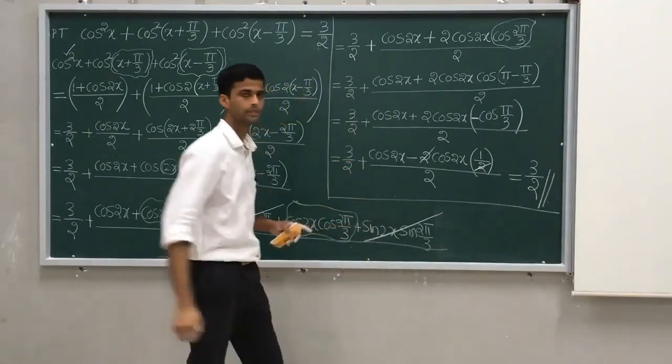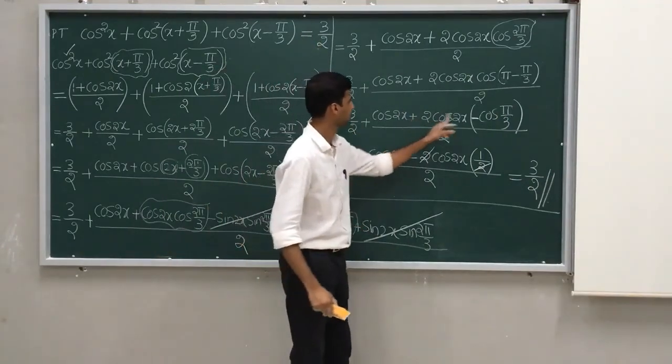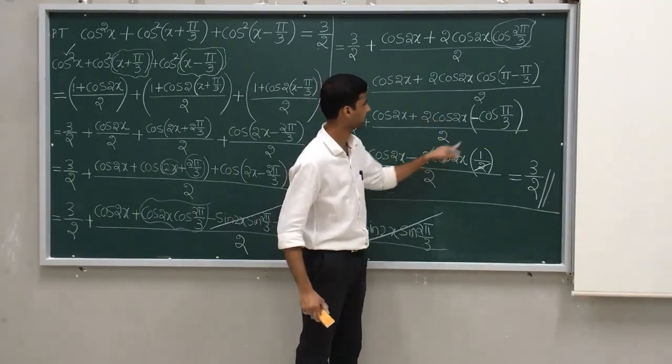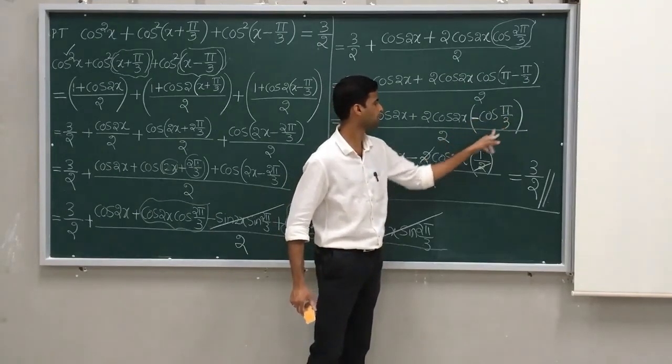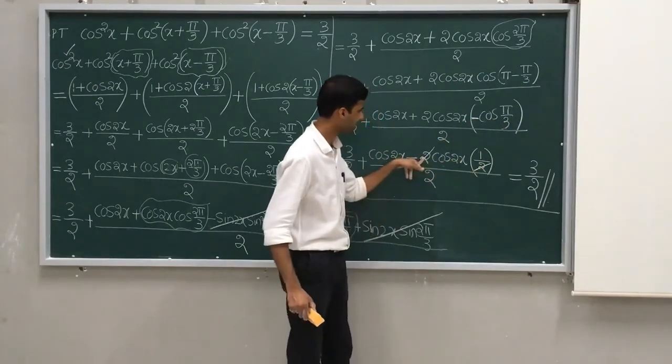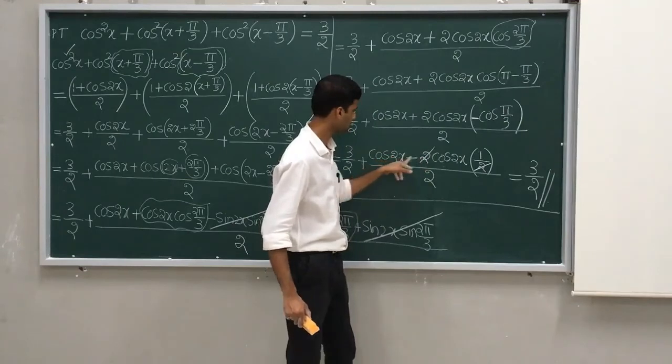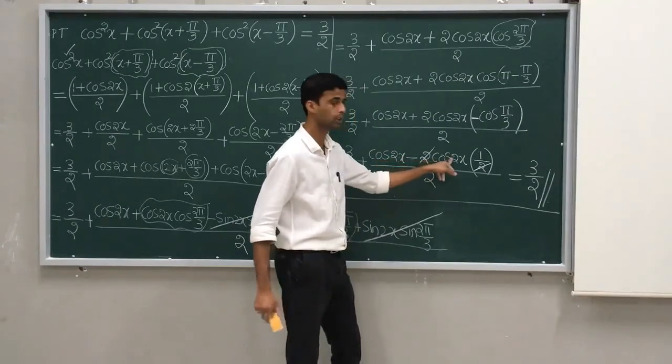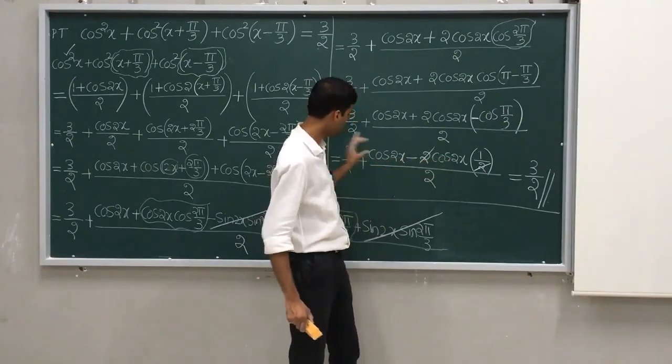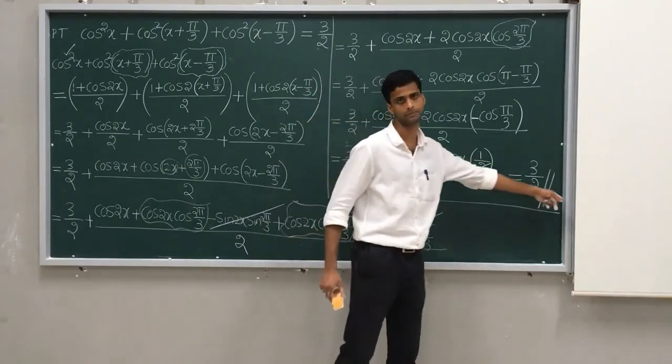What I did: I have taken plus into minus, minus 2 cos 2x. Then I applied the cos pi by 3 answer. Cos pi by 3 is 1 by 2, the 2 cancels. You are left with cos 2x minus cos 2x, which is 0. 0 by 2 is 0. 3 by 2 plus 0 is 3 by 2.